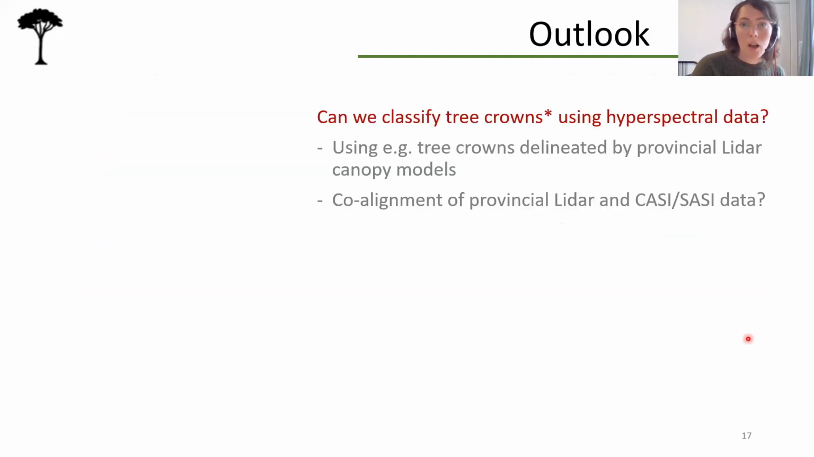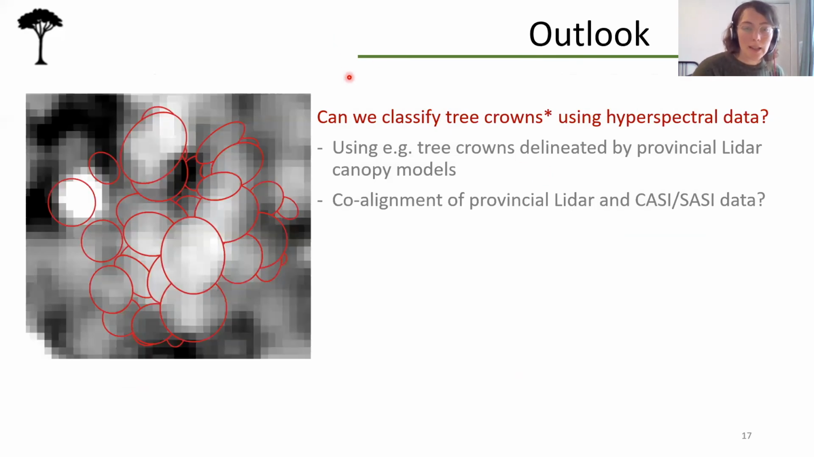So just as an outlook, if this data at the tree crown scale, the reflectance data for each of the tree crowns and their respective species, makes sense, we could think about using the provincial LiDAR data to delineate the tree crowns in a more continuous way, and use hyperspectral data at the crown level to classify different tree species or tree types. But this is just an outlook, maybe for future work.